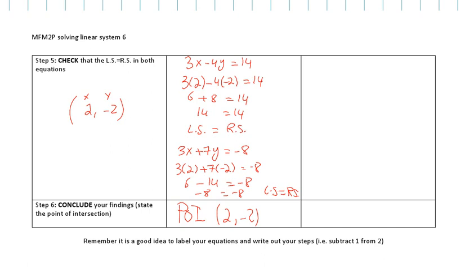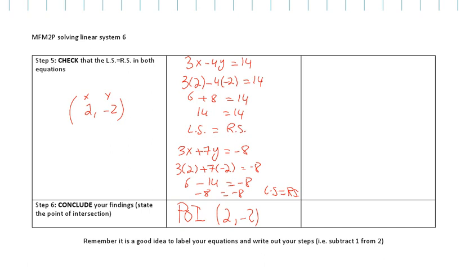Okay, now we're going to go to the second example. So again, it's very important that you line up your terms. The y's have to go under the y's and the x's have to go under the x's. Sometimes you have to bring some of the terms to the other side of the equality.